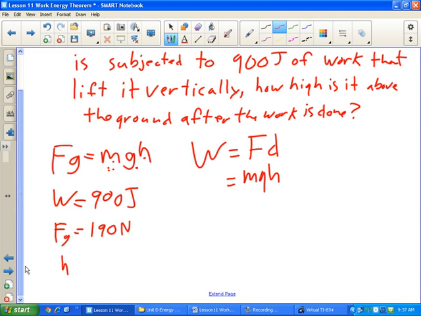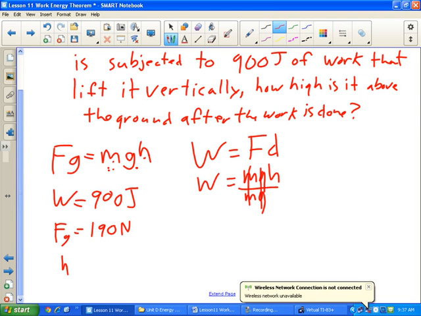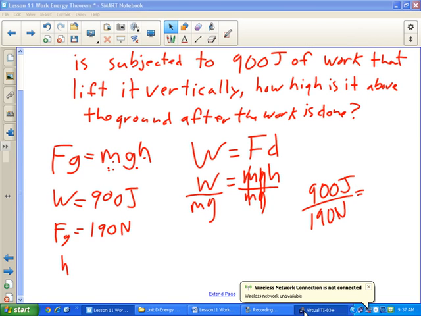So here's what I'm going to do. Work equals M times G times H, and I'm going to divide both sides by mg, and I'm going to leave H over there, since I know what mg equals. The other way we could do this is we could just say, this is the force, and the height is the distance, and I'm going to divide the force over. Mathematically, it's the same thing. So here's what we're left with: 900 joules divided by 190 newtons will give me the height of the object.